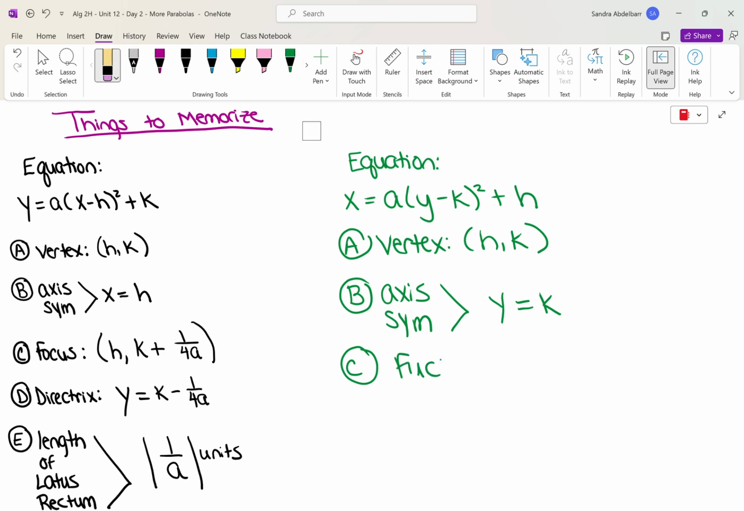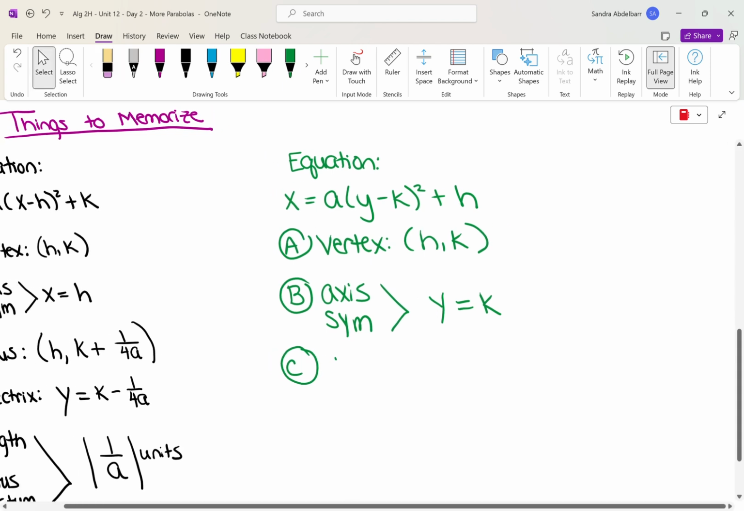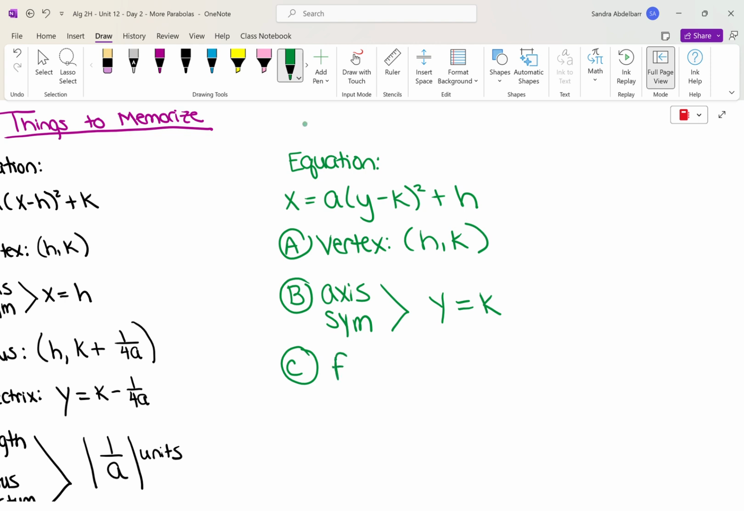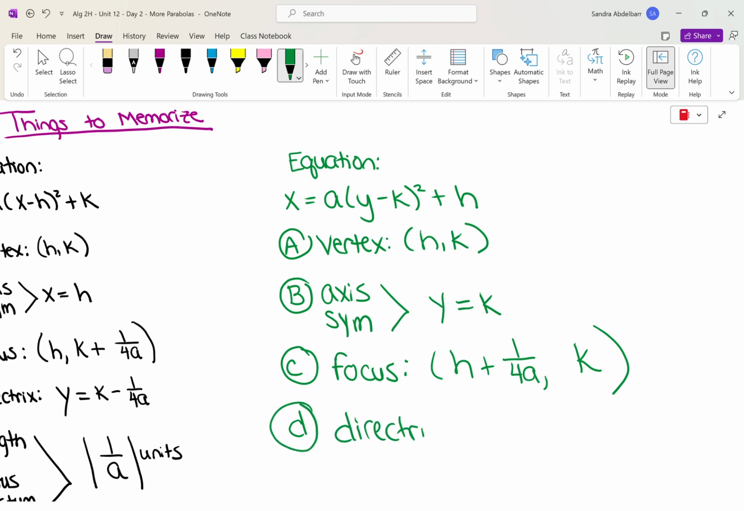Our focus. To find our focus, we're going to have h plus 1 over 4a comma k. So it's different. Last time we added the 1 over 4a to the k. Now we're adding it to the h. To find the directrix, it's now going to be a vertical line, so it will be x equals h minus 1 over 4a.